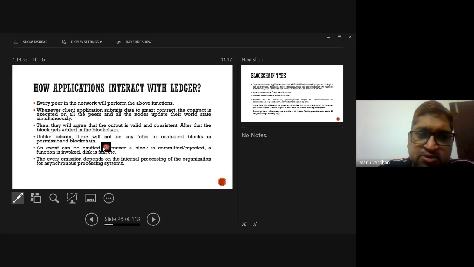In a permissioned blockchain, the consensus mechanism will ensure that only one block is mined at a time, and that block will be added to the blockchain because it is a permissioned or private blockchain. An event can be emitted whenever a block is committed or rejected, or a function is invoked. So these are a few events that will be triggered. Event emission depends on internal processing of the organization or an asynchronous processing system. And this is how the application interacts with the ledger.